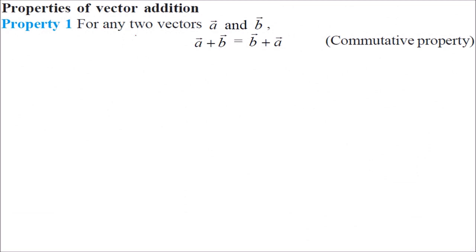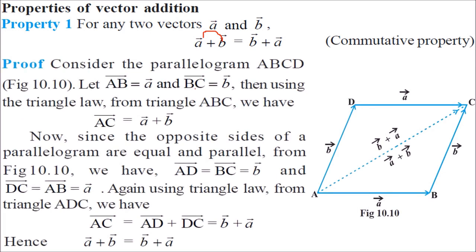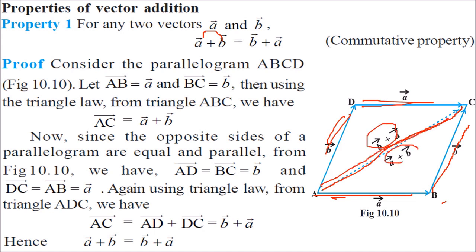And we have properties of vector addition. We can say A plus B is equal to B plus A for vectors. So just consider this parallelogram ABCD. In this figure, AB is A, BC is B. Then just use the triangle law. From triangle ABC we get AC, which is A plus B. Now since the opposite sides are also equal, this is A, this is A, you get B plus A. But B plus A and A plus B are equal. So A plus B and B plus A are equal. That is why we are able to commute them.